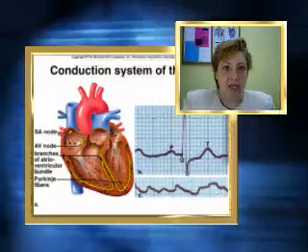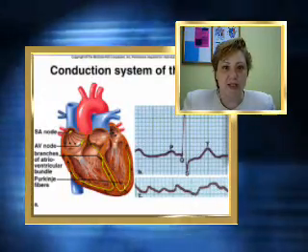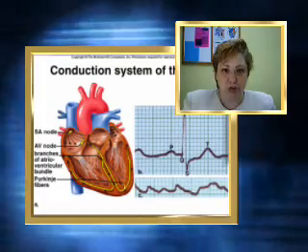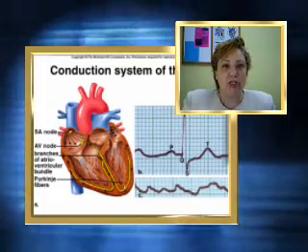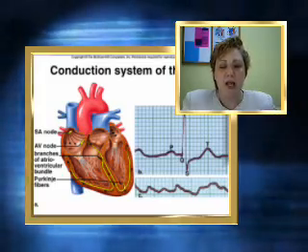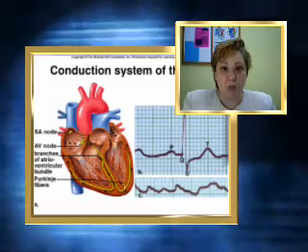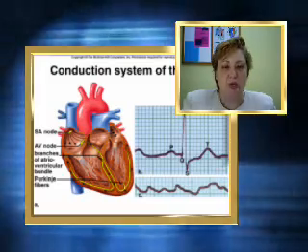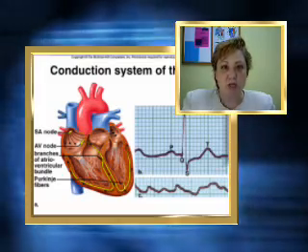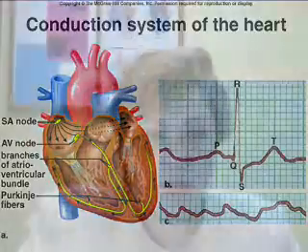We're going to talk about the SA node and the AV node. The SA node and the AV node are controlling, it's the intrinsic neurologic control. The SA node is located at the roof of the right atrium, and the AV node is located on the bottom of the right atrium. These again are responsible for the intrinsic control of the heart.